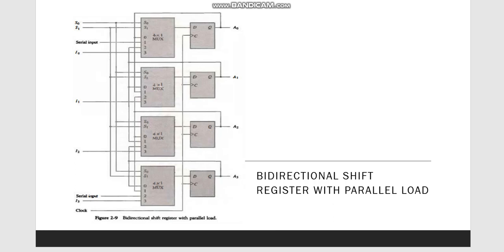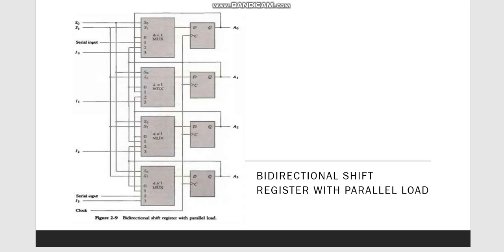A 4-bit bidirectional shift register with parallel load is shown in the figure. Each stage consists of a D flip-flop and a 4x1 multiplexer. The two selection inputs S1 and S0 select one of the multiplexer data inputs for the D flip-flop. The selection lines control the mode of operation of the register according to the function table.